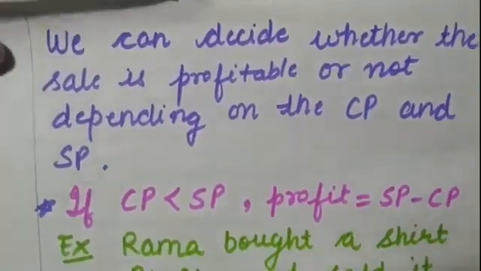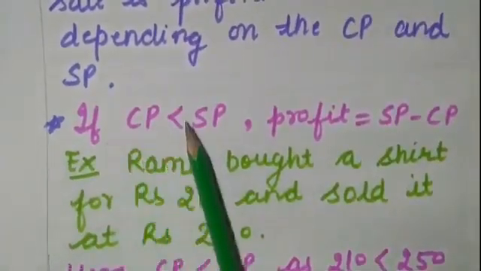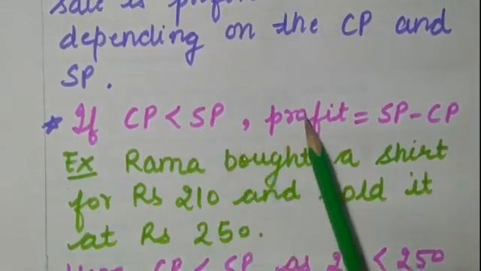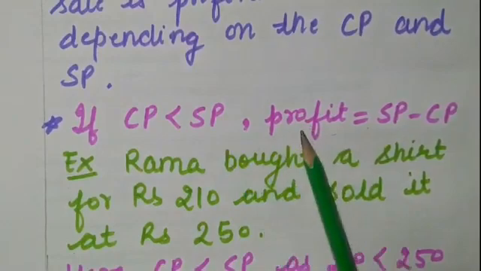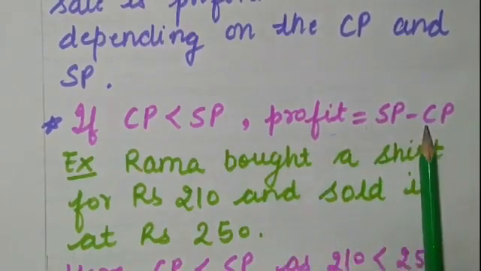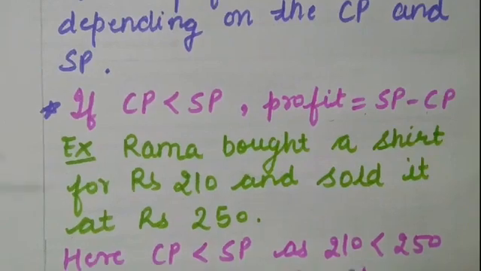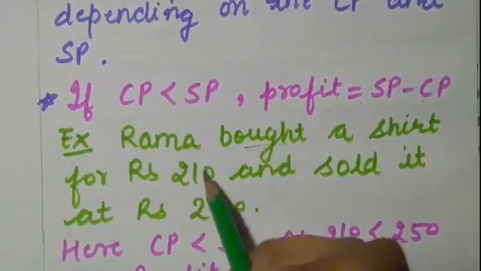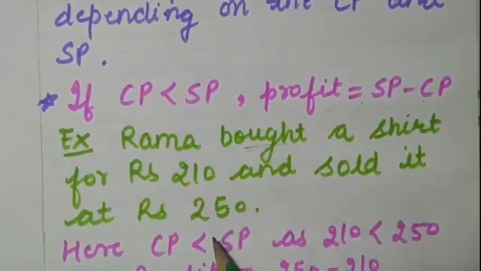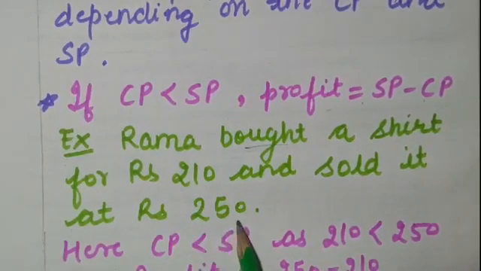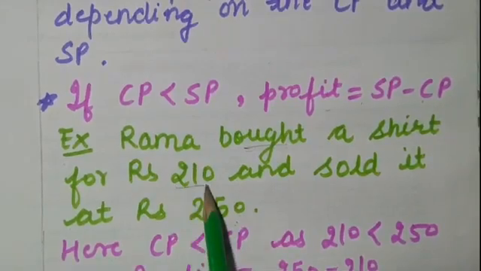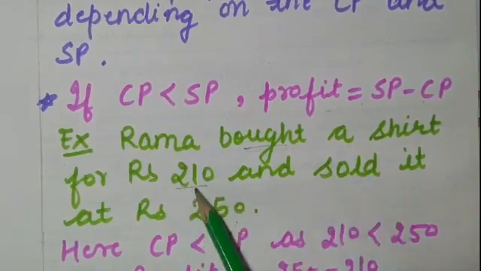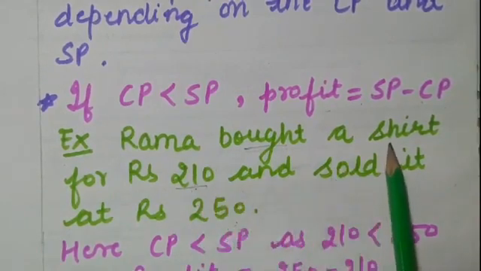For that, the first case we have is if CP is less than SP. If cost price is less than selling price, then we have a profit, and that profit is given by SP minus CP. For that, let us take an example. Rama bought a shirt for rupees 210. Bought means this is the cost price, and she sold it at rupees 250. It means this is the selling price. So this is the cost price, the price at which the shirt was purchased.